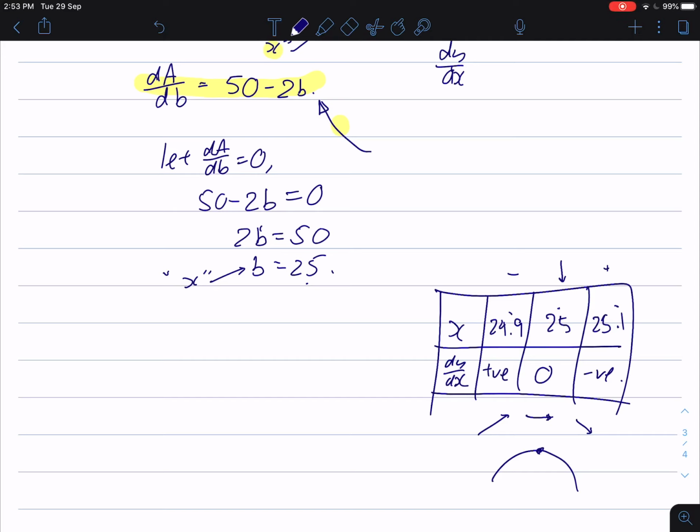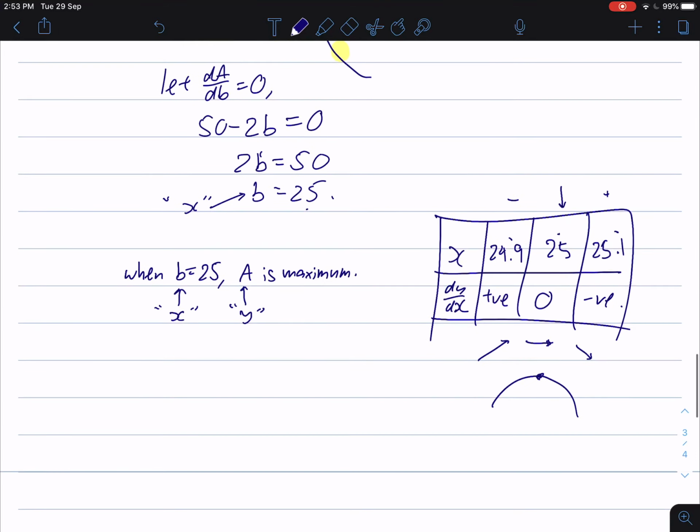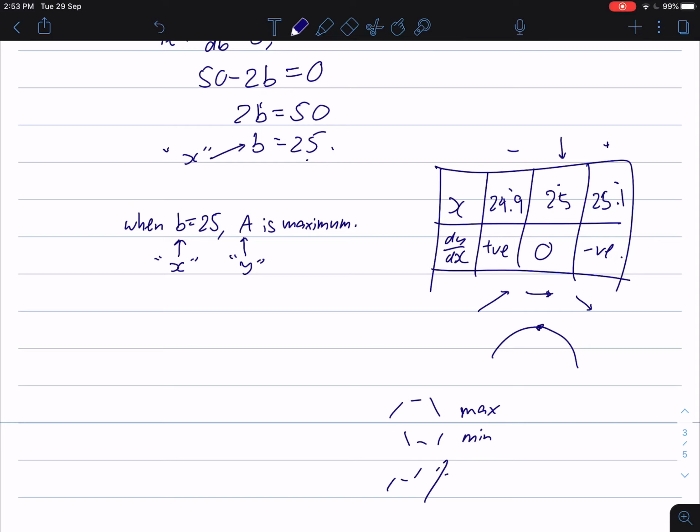Usually this is your x. When x is this value, your y is either minimum or maximum or inflex. Okay, so like this, maximum. Like this, minimum. Like this, or like this, we have inflex.